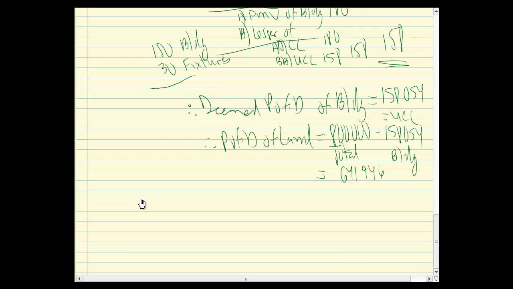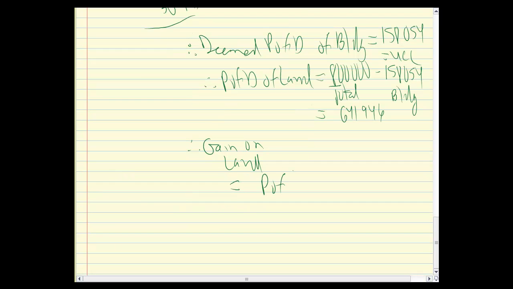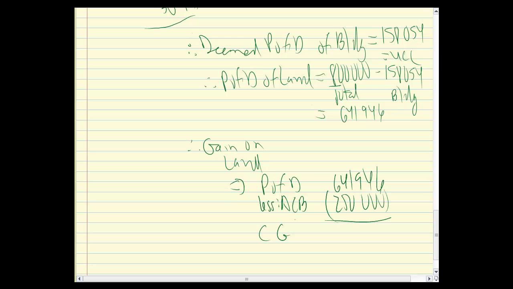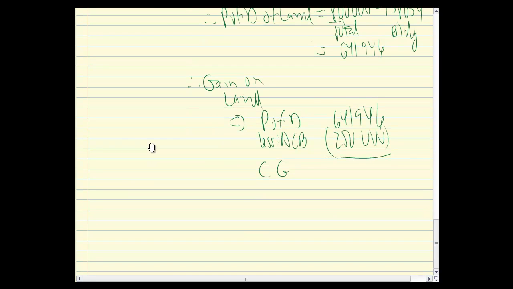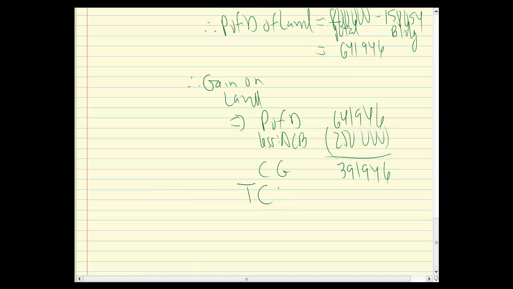Yep. So the proceeds of disposition is 642. So gain on land equals proceeds of disposition, which equals 641,946, less the cost of the land, which was 250. Okay, so what's the difference there? Do you know the number? You're going to make me do this in my head, are you? 390,946. Okay, that would have been too hard to deduct, I guess. And then half inclusion rate: 195,973. Okay? Everybody get it?